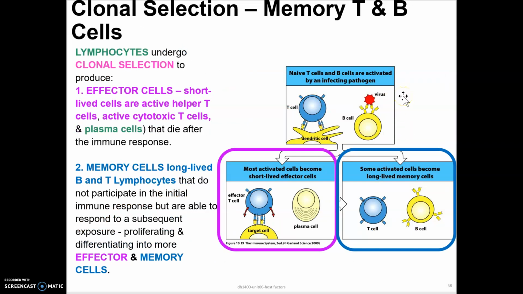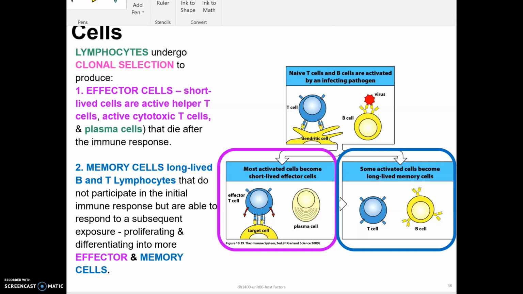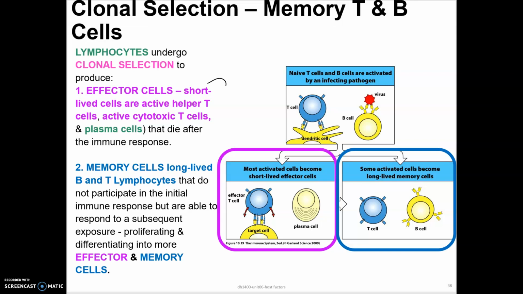This cell here is talking about clonal selection and how both sides of the specific immune system work. Once cells become activated, they produce what we call effector cells. Effector cells are going to have an immediate effect. They're going to be short-lived, and they're only going to be around while we're sick. After we're sick, those cells tend to die off.